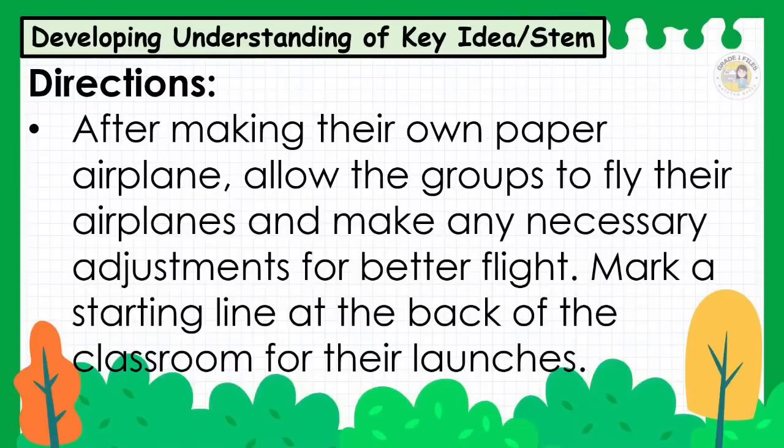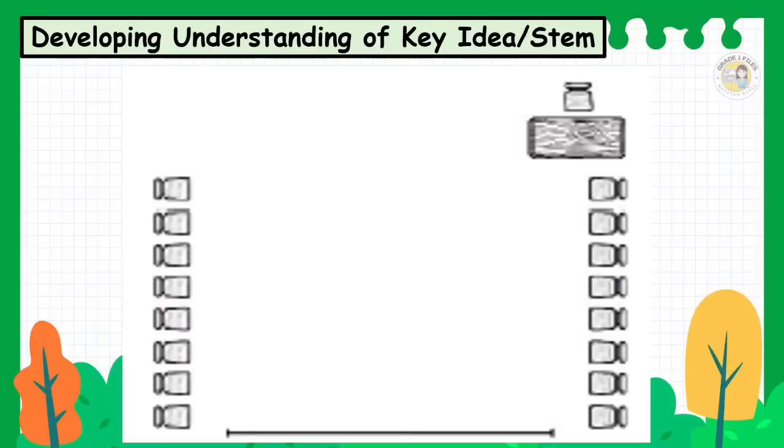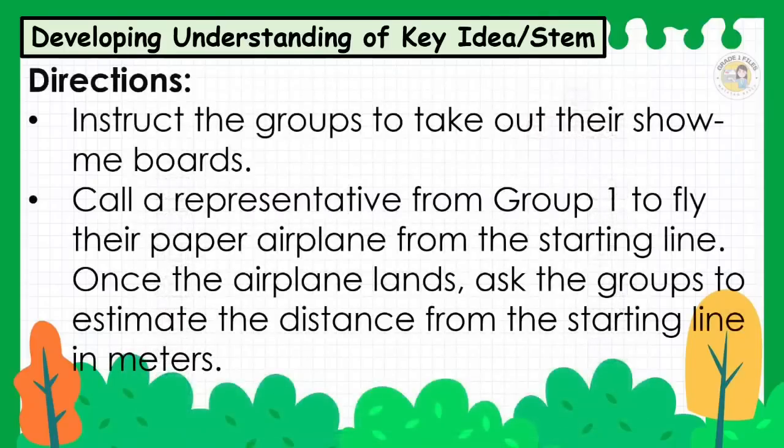After making their own paper airplane, allow the groups to fly their airplanes and make any necessary adjustment for better flight. Mark a starting line at the back of the classroom for their launches. Instruct the groups to take out their show me boards. Call a representative from Group 1 to fly their paper airplane from the starting line.